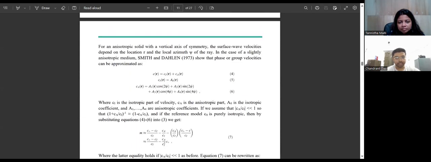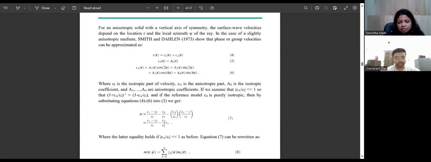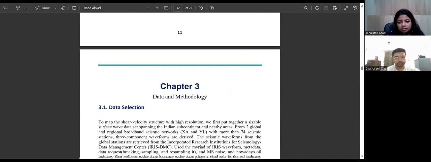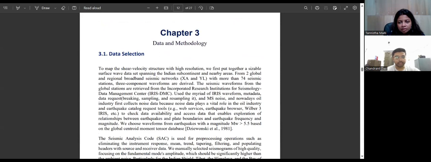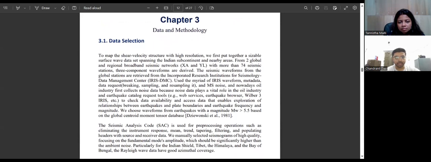These are the terms that are mainly going into consideration. The calculation part is there. So these are all the mathematical equations and forms. Mainly coming to the main thing, that is the data. Data taken, as I've said earlier, from the IRIS Data Management Center, DMC, and the broadband networks mainly included XA and YL.